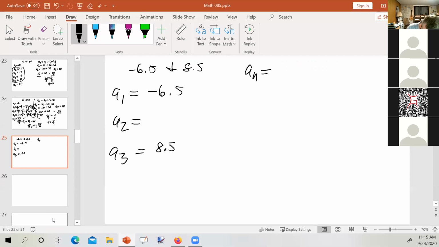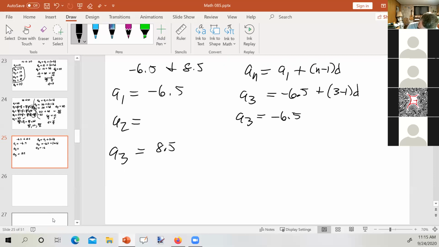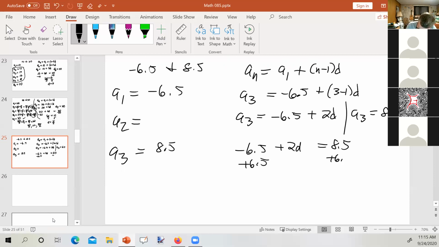Once again, a sub n equals a sub 1 plus n minus 1 times d. A sub 3 equals negative 6.5 plus 3 minus 1 times d. A sub 3 equals negative 6.5 plus 2d. But a sub 3 also equals 8.5. So negative 6.5 plus 2d equals 8.5. Again, can you see I'm doing the same thing over and over and over? We're going to add 6.5 to both sides. 2d equals 15. Divide by 2, d equals 7.5.